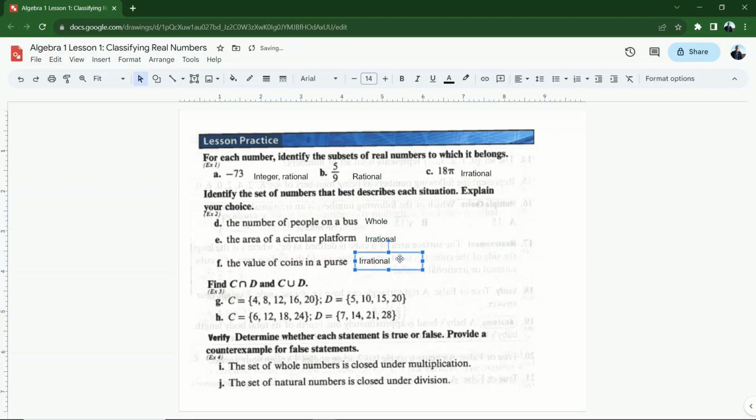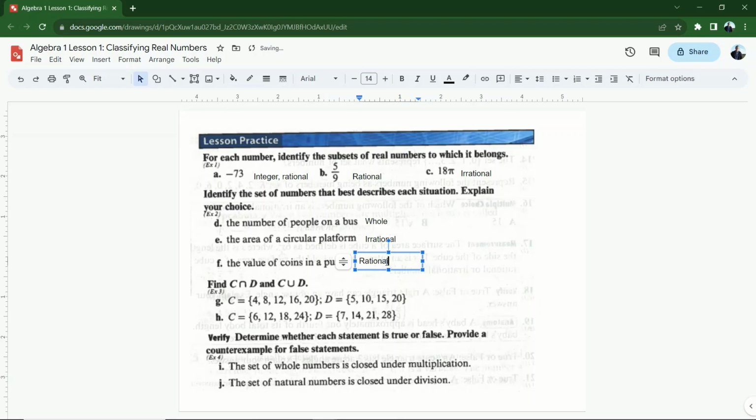The value of coins in a purse. Okay, can the value of coins in a purse add up to 0? Yes. Can the value of coins in a purse add up to a whole number, like if I have 4 quarters? Yes. Can it add up to fractional numbers? Yes. What if I have just 1 quarter? $0.25. Hey, can it add up to an irrational number, like a number that's a square root or multiplied by pi? No, that doesn't make sense. It's always going to be some fraction of 100, right? Some fraction of, because 100 cents is a whole dollar. So the value of coins in a purse is going to be rational.